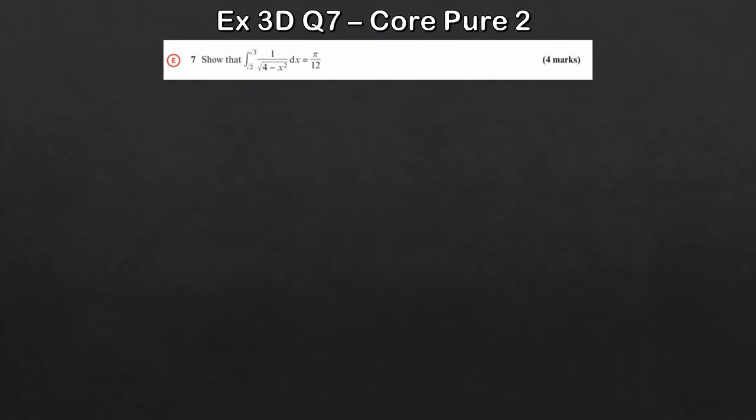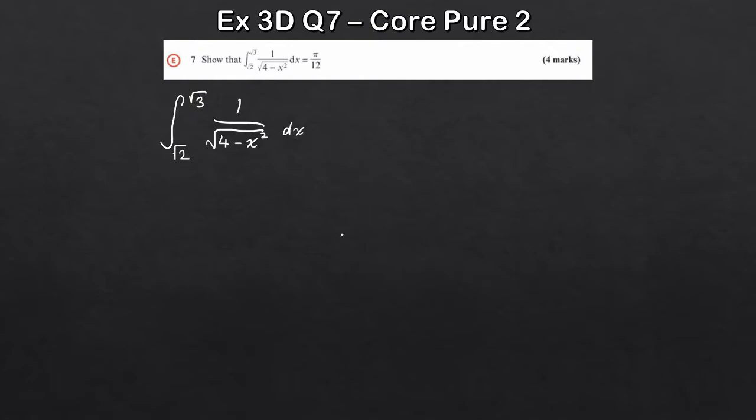So this is an integration question. So this is methods in calculus. So exercise 3D from Core Pure 2, question 7. So let's have a look at tackling this. So we've got to find the integral of 1 over the square root of 4 minus x squared between root 3 and root 2 dx. Now it actually asks us to show that this is equal to pi over 12. So this shouldn't be too bad.